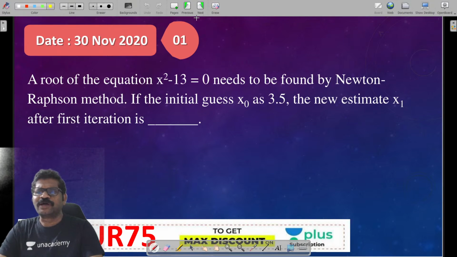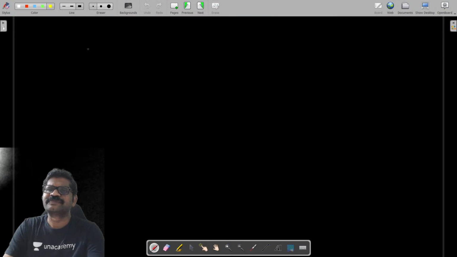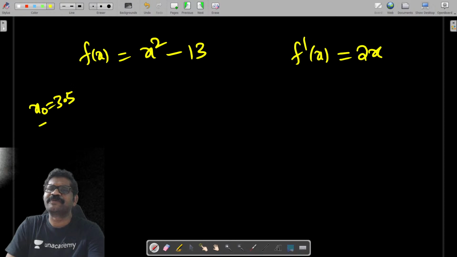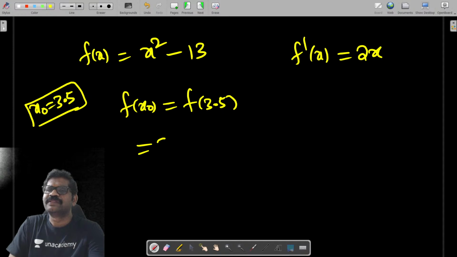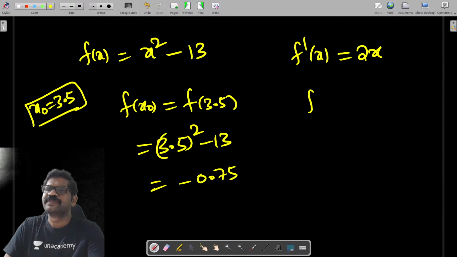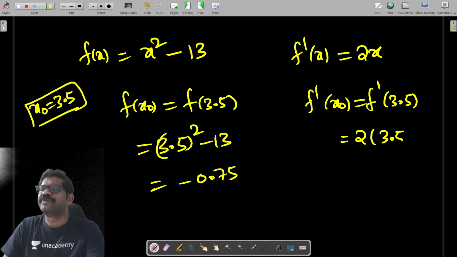Next, a root of the equation needs to be found by Newton-Raphson method with initial guess x naught equal to 3.5. Then x1 is... f of x is x square minus 13. f dash x is 2x. Initial guess x naught is 3.5. Therefore, f of x naught is f of 3.5, that is 3.5 whole square minus 13, that is minus 0.75. f dash x naught is f dash of 3.5, 2 into 3.5 is 7.